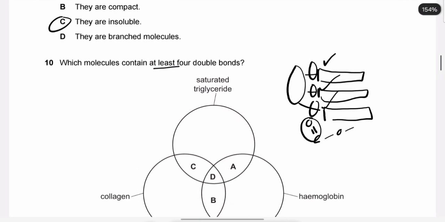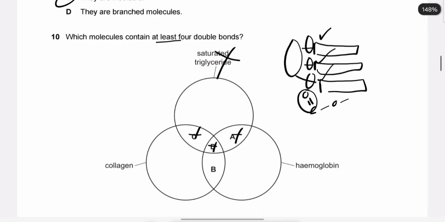So then that means this is out of the picture, and we can see that C includes that, D includes that, and A includes that. So our answer will be B, because for triglyceride we only have 3 double bonds from the ester bonds and not 4 or more. So then our answer will be B.